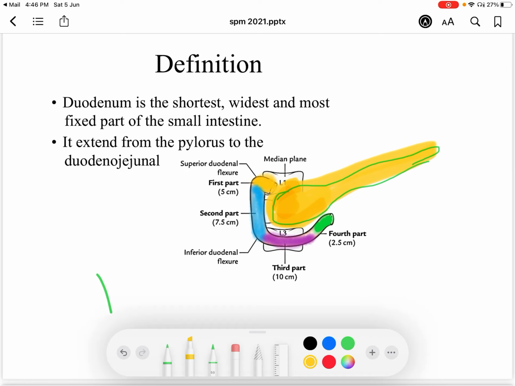Between the first and second part there is a superior duodenal flexure, and between the second and third part there is an inferior duodenal flexure. The duodenum lies at the level of L1, L2 and L3, so it lies between L1 to L3. Now the first part, the first part of the duodenum.